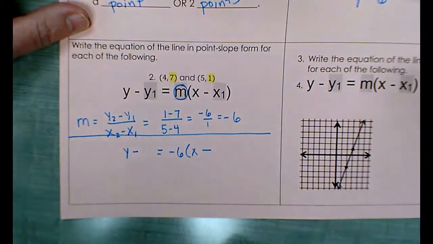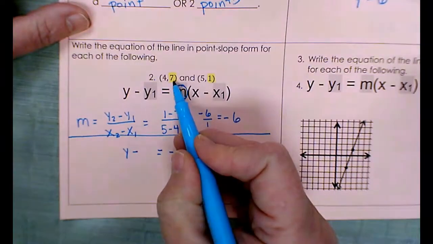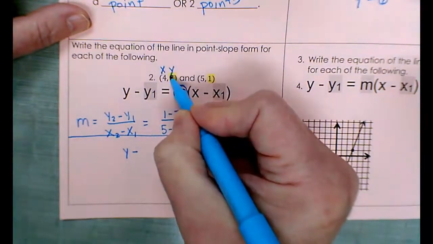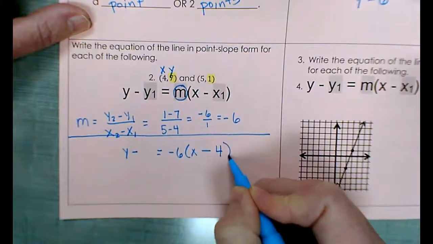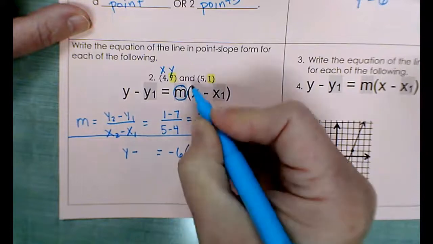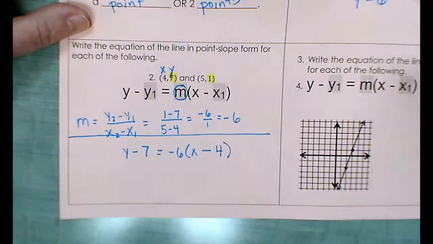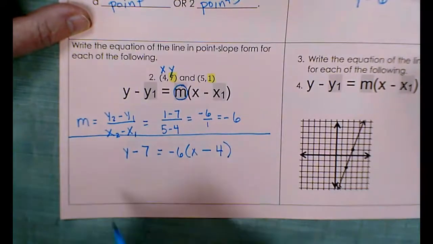And I am going to substitute in one of the points. You can substitute in the first point. Now remember that this is your x and this is your y. So this number goes over here with the x. This minus was from the formula. This y number goes over here with the y. That is the equation in point-slope form.